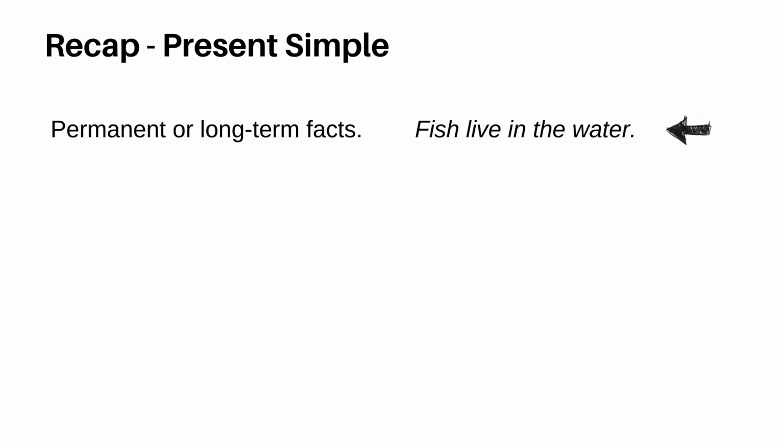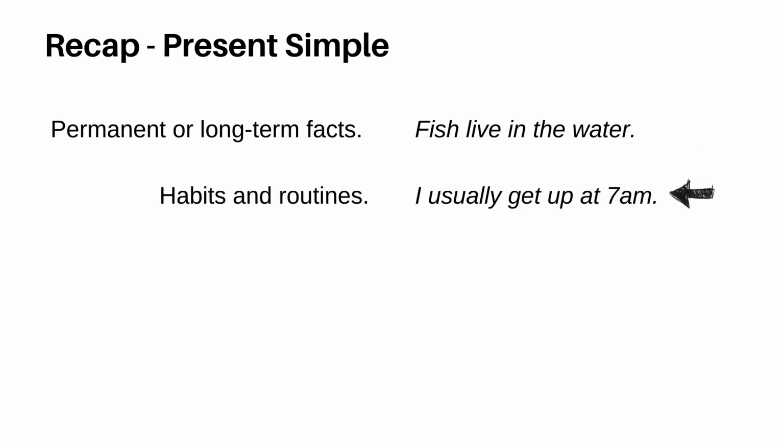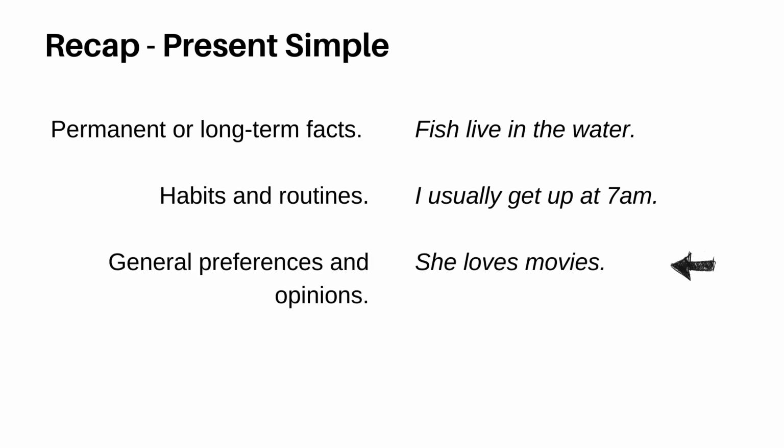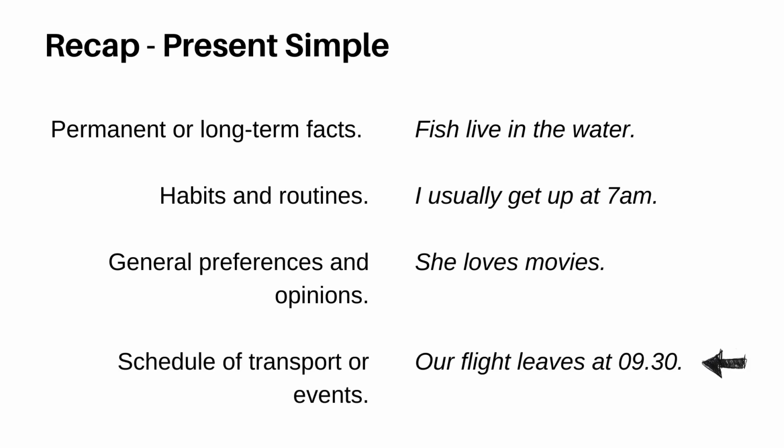Okay, so time for a quick recap. We use present simple to describe permanent or long-term facts. For example, fish live in water. We also use present simple to describe habits and routines. For example, I usually get up at 7 a.m. We also use present simple to talk about general preferences and opinions. For example, she loves movies. And finally, we use present simple to talk about schedules to do with transport, events, things like this. For example, our flight leaves at 9:30 a.m.